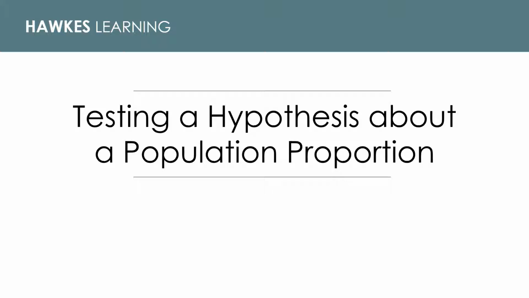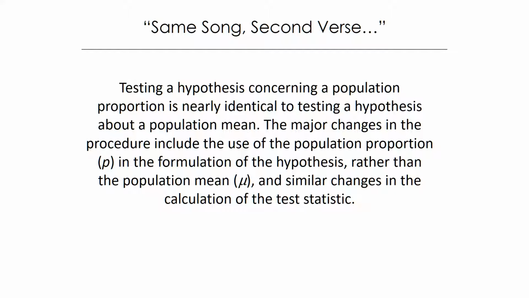This video is on testing a hypothesis about a population proportion. Basically, it's the same song, second verse. Testing a hypothesis concerning a population proportion is nearly identical to testing a hypothesis about a population mean. The major changes in the procedure include the use of the population proportion p in the formulation of the hypothesis rather than the population mean mu, and similar changes in the calculation of the test statistic.